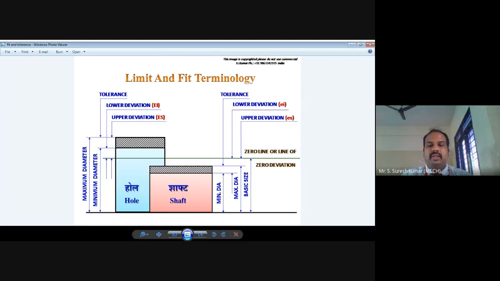So next, an important topic of machine design: hole basis and shaft basis for fit. There are two basis systems. One is the hole basis system. The other one is the shaft basis system, as shown in the figure.